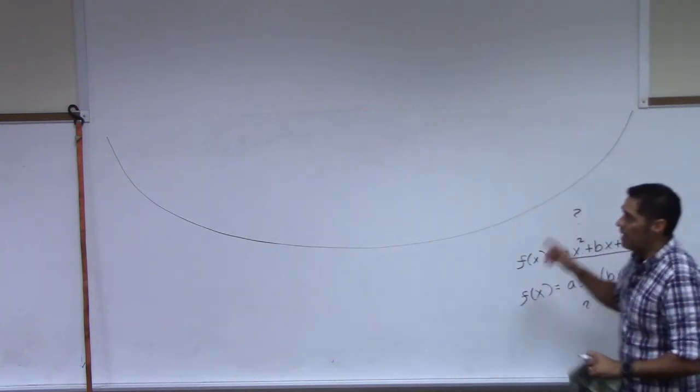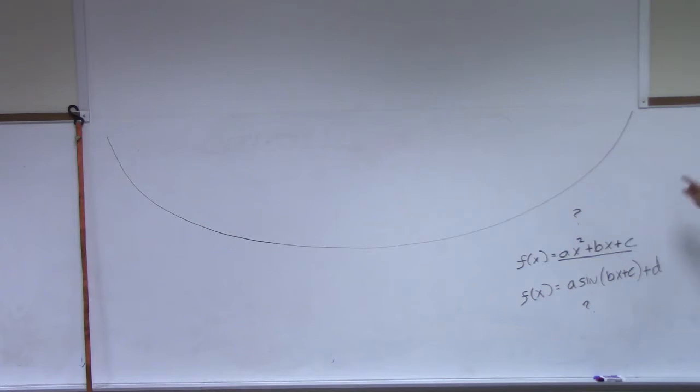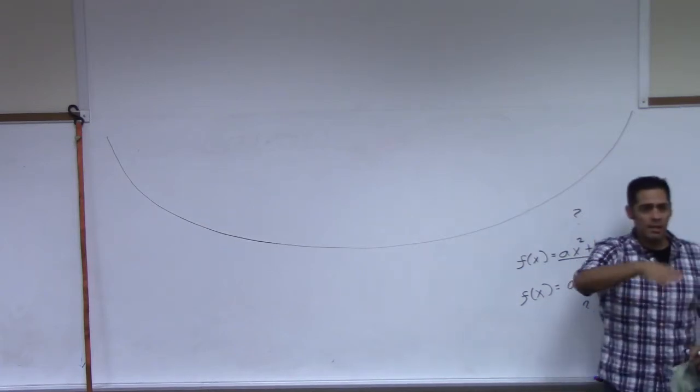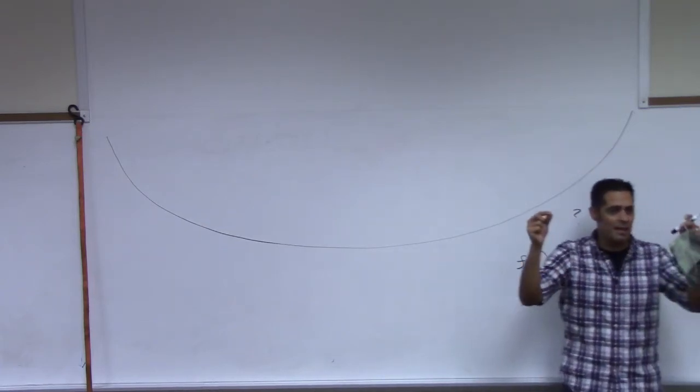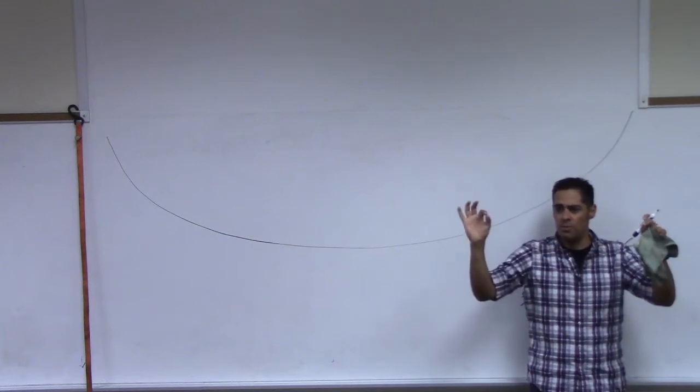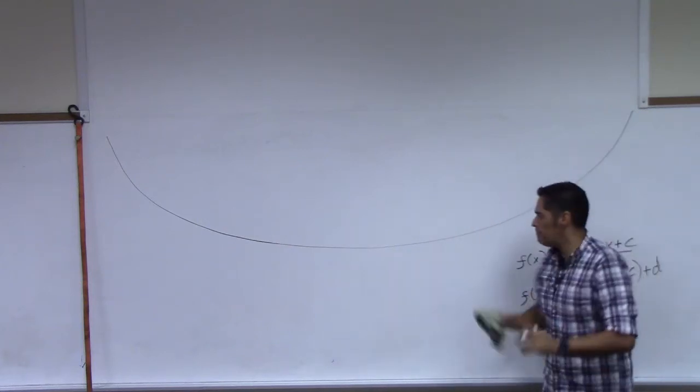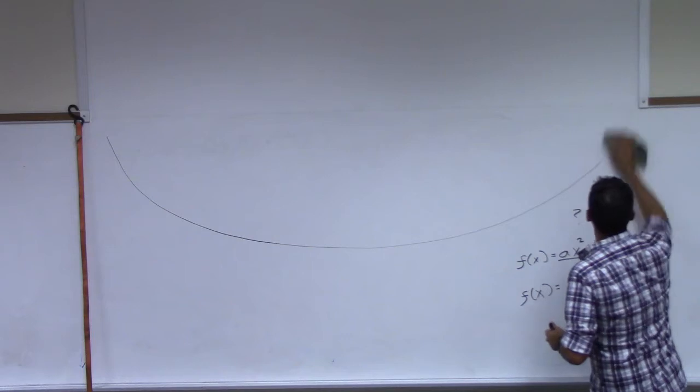Okay? So I'm actually going to show you the function that describes the curve that is formed when you hang any wire or rope between 2 points. All right? These are called catenaries, but we'll talk about that later.